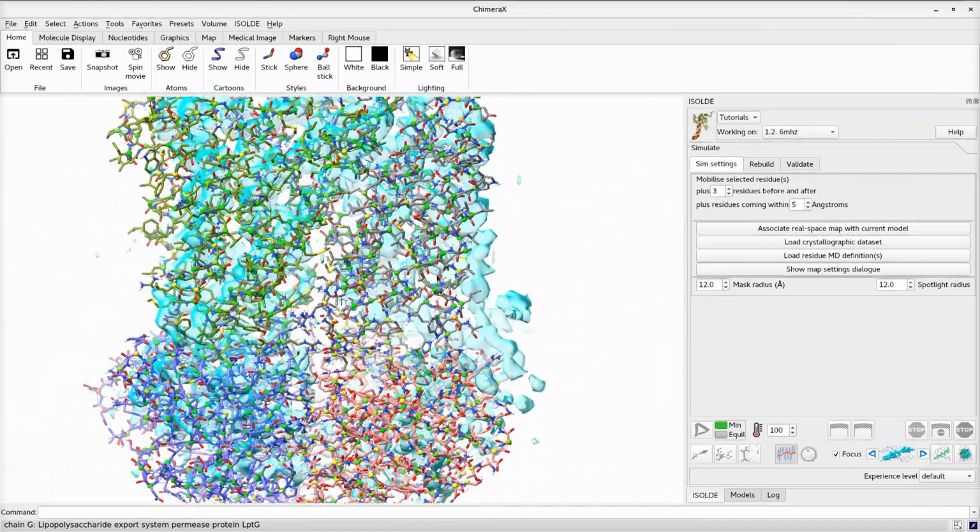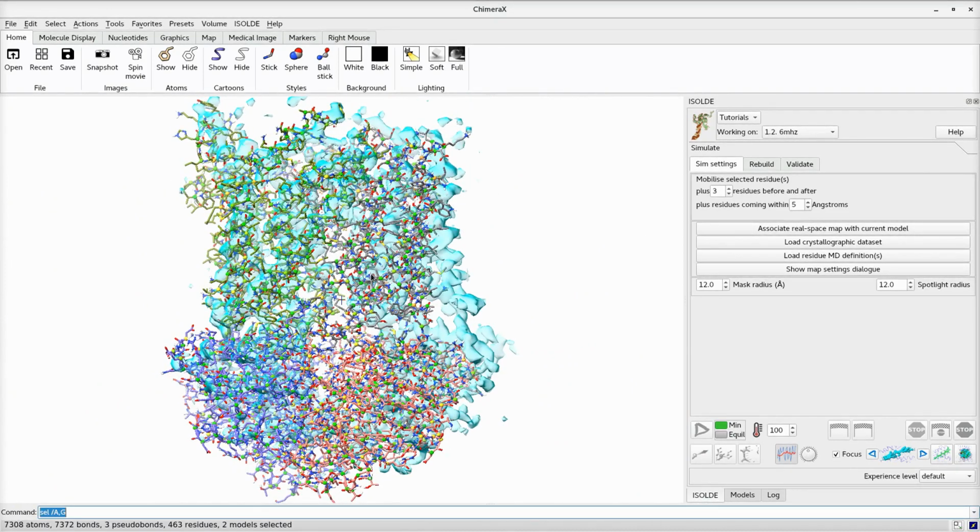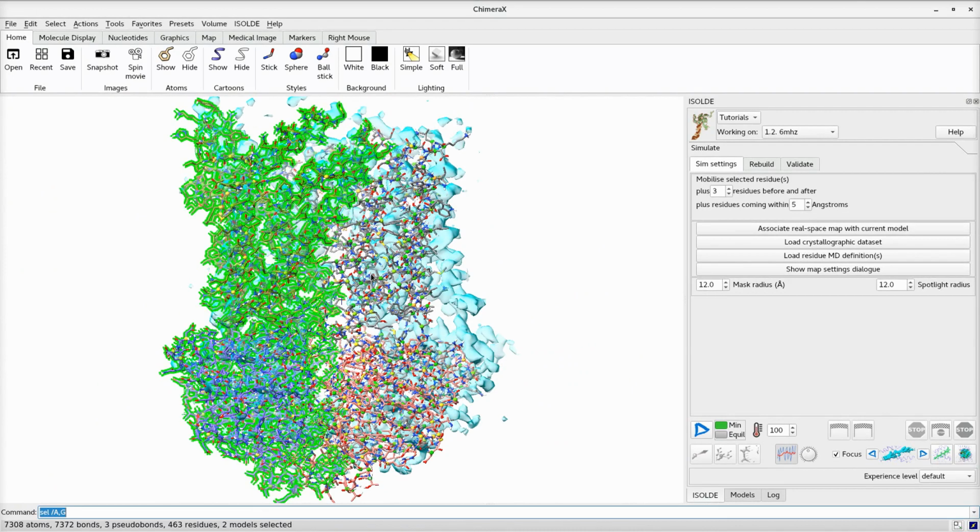We start with a model of the ATP-bound state of a transmembrane complex superimposed on the 4.1 angstrom map of the ATP-free state. With the model this far from agreement with the map, an unrestrained molecular dynamics fitting simulation would quickly fall into a tangled mess.